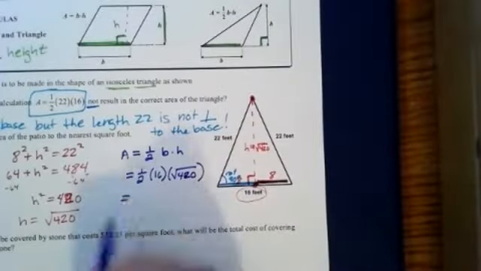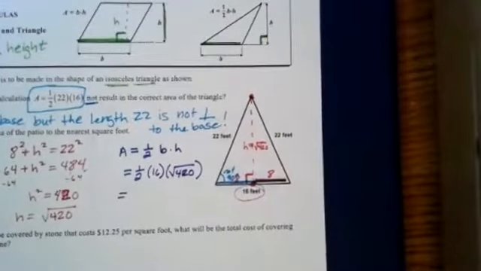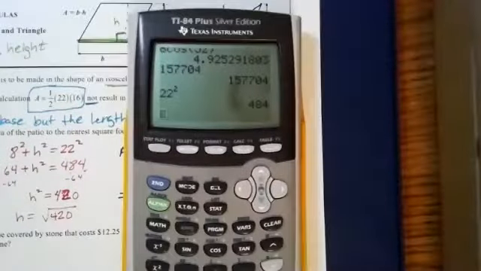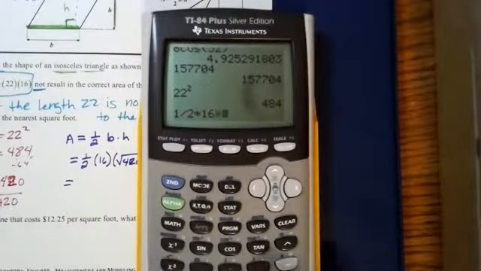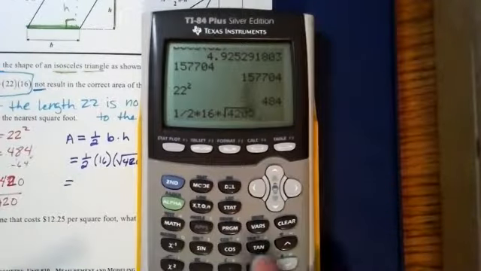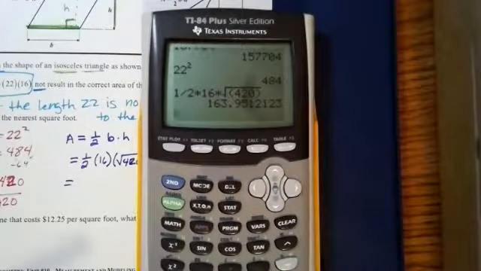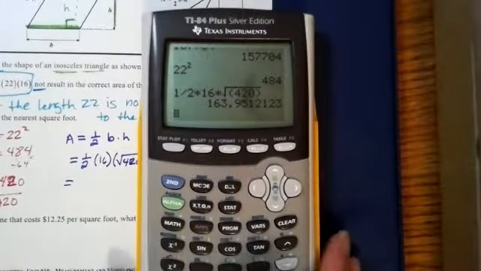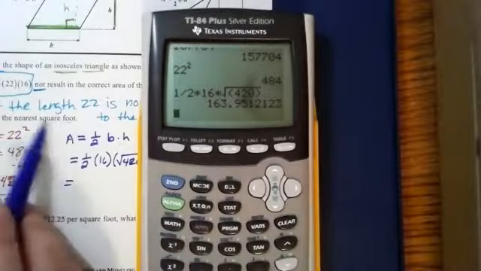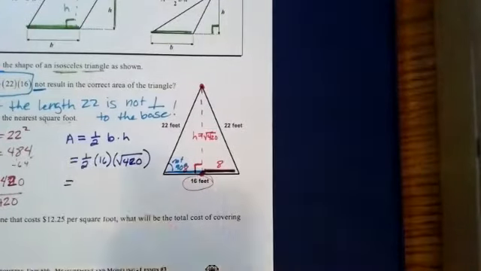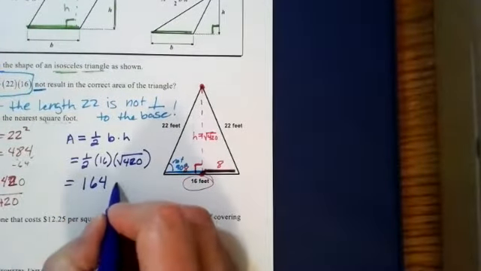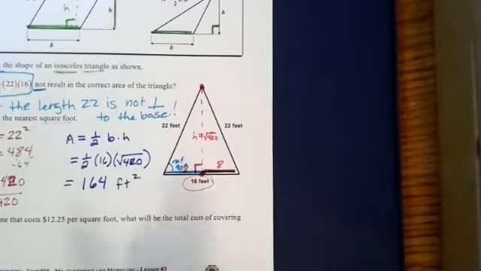Okay, now's the time to get that calculator and let's figure out the area. So 1/2 times 16 times the square root of 420. Hope that handled it. Yeah, okay. 163.951, keeps on going. They said to round to the nearest square foot. So that's the whole number. So we're going to call this 164, closest. Okay, so we're looking at 164 square feet of area in our triangle.